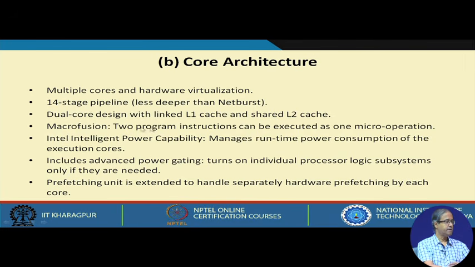Okay. There was a concept of macro fusion, where 2 program instructions logically can be executed as one micro operation, one in the first core, other in the second core. This is a high level view. Well, it started to use some intelligent power capability, where runtime power consumption of the execution code was measured and accordingly it was controlled. Well, the temperature was also sensed. Depending on the temperature, the speed adjustment was done. Okay. There are a lot of sophisticated features which are incorporated here.